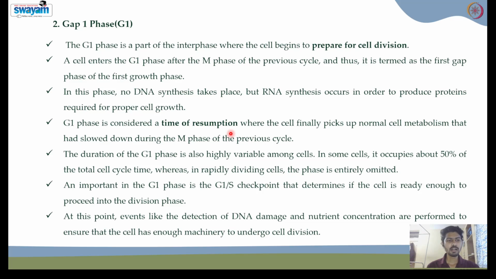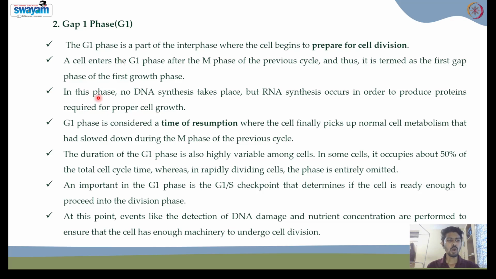So we were talking about the G1 phase, where this G1 phase is also a part of the interphase. And the main function here is the cells prepare themselves for the cell division. So what are all the precursors that are needed by the cells? They will prepare them in this phase. So once a cell after the M phase enters into the G1 phase, that is why it is called the first gap phase or the first growth phase.